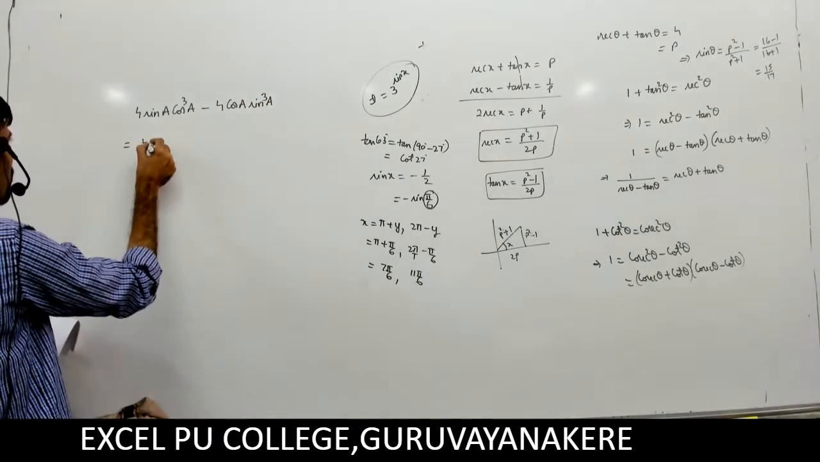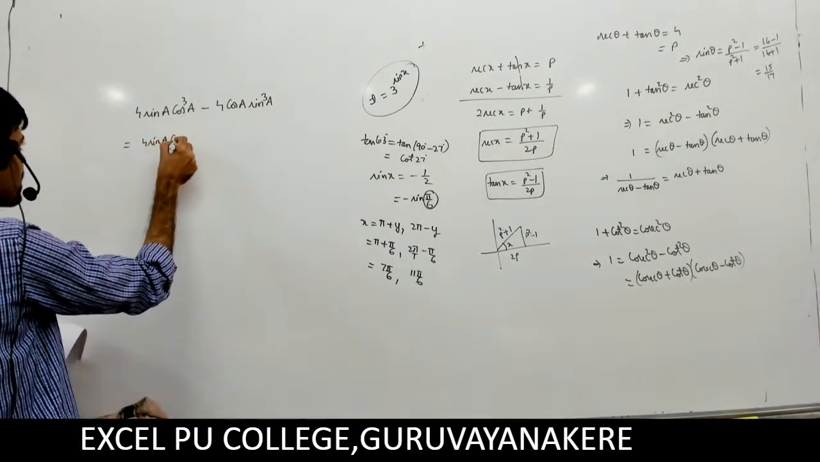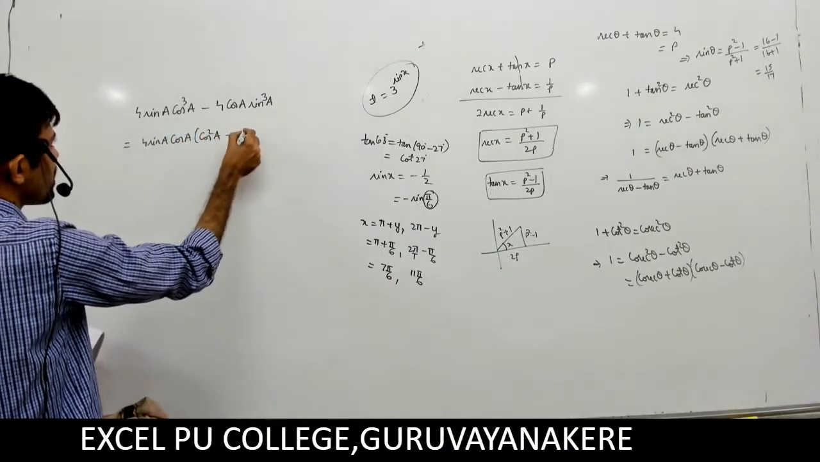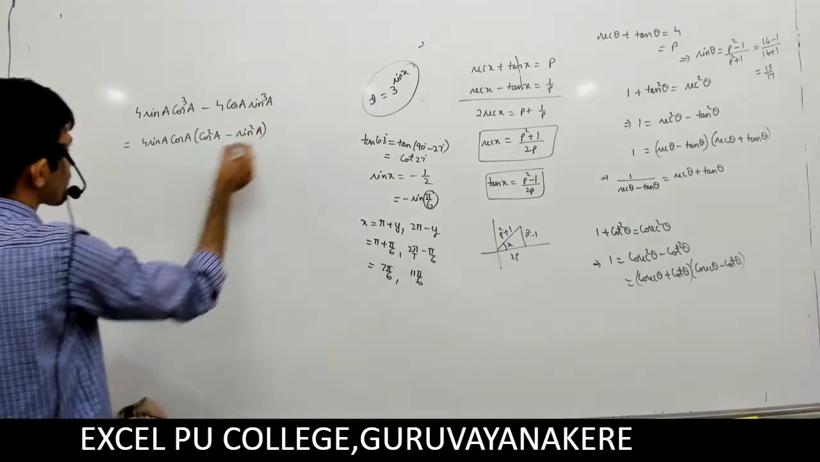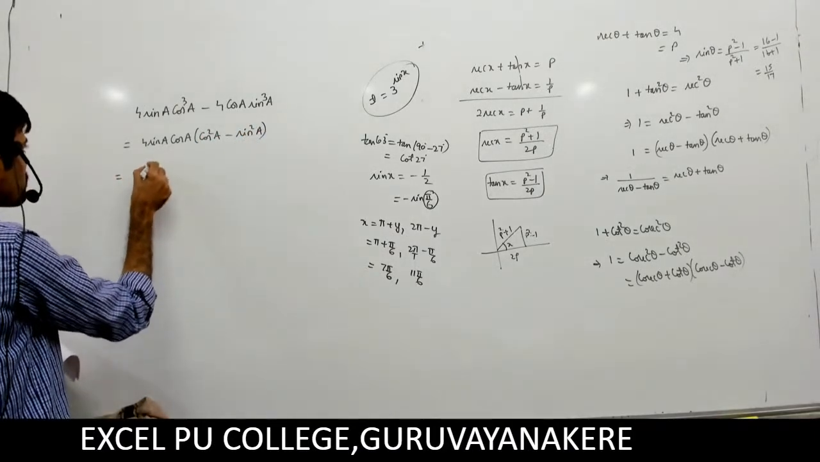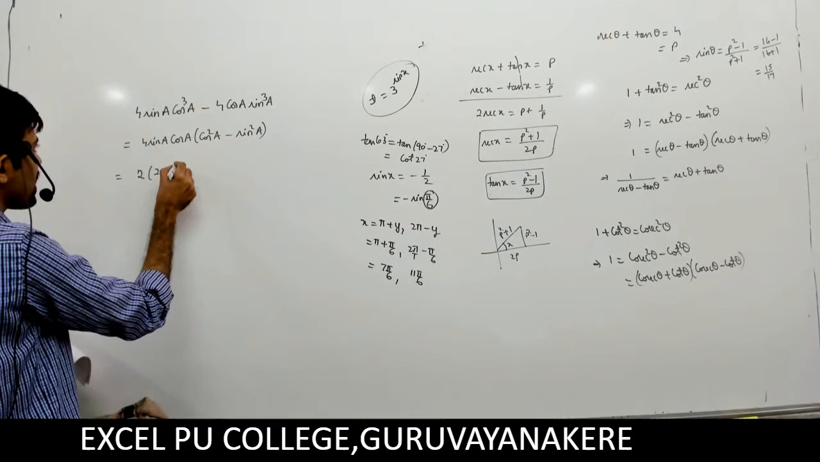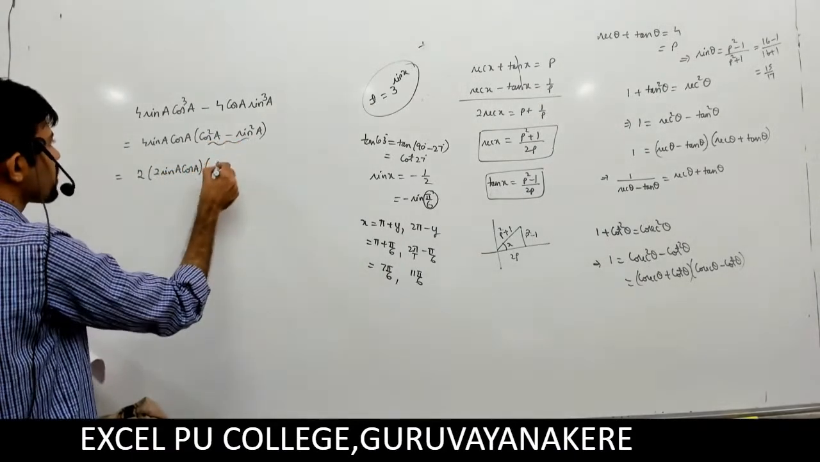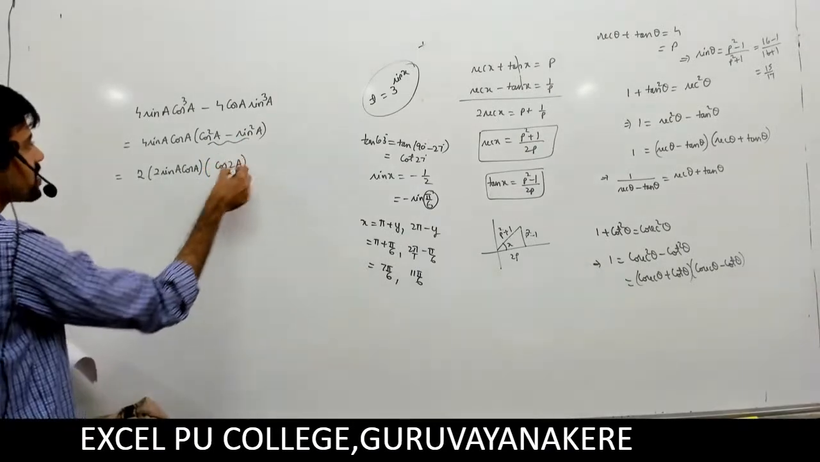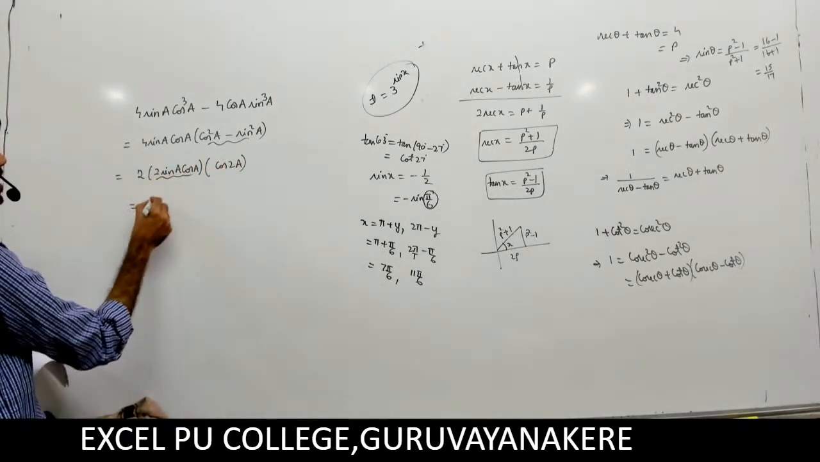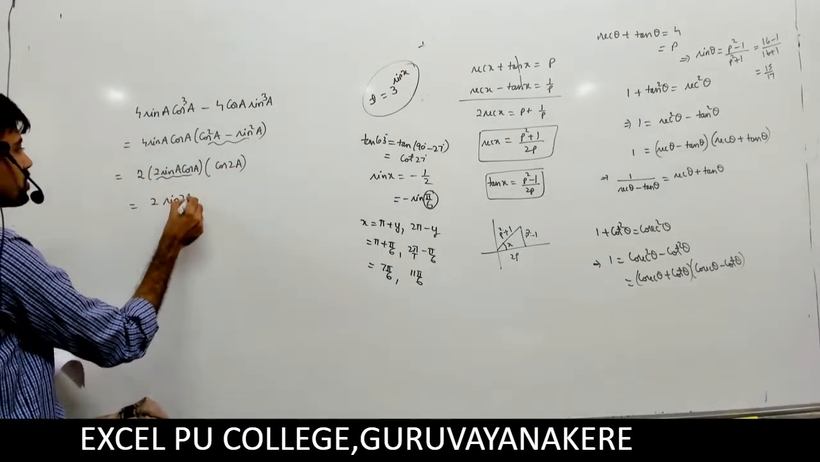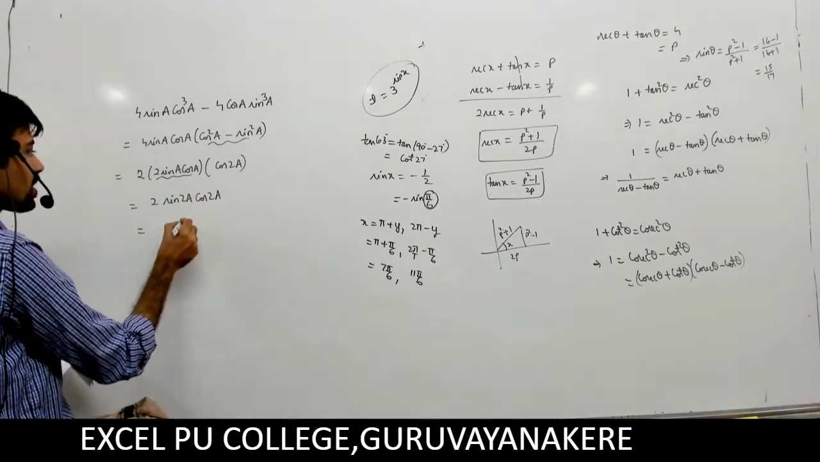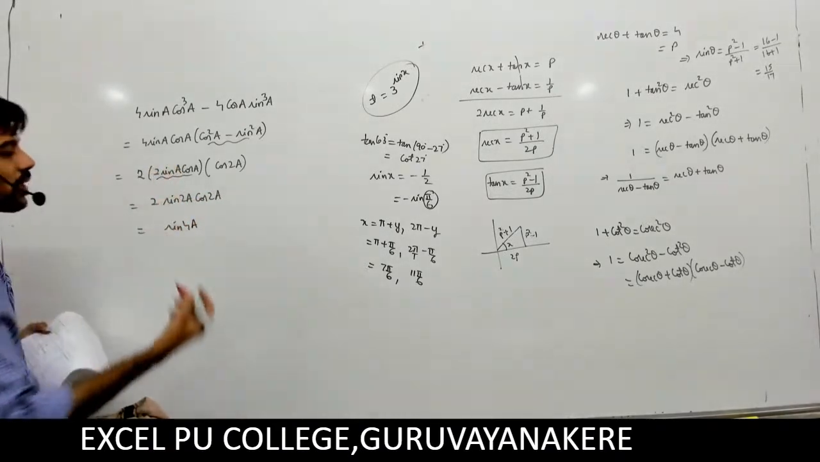This is 4 sin A cos A common. So what remains is cos square A minus sin square A. 4 is 2 into 2, so 2 into 2 sin A cos A times cos square A minus sin square A. Cos square A minus sin square A is cos 2A. 2 sin A cos A is sin 2A. So it becomes 2 sin 2A cos 2A, which is equal to sin 4A. Correct? Sin 4A is 2 sin 2A cos 2A.